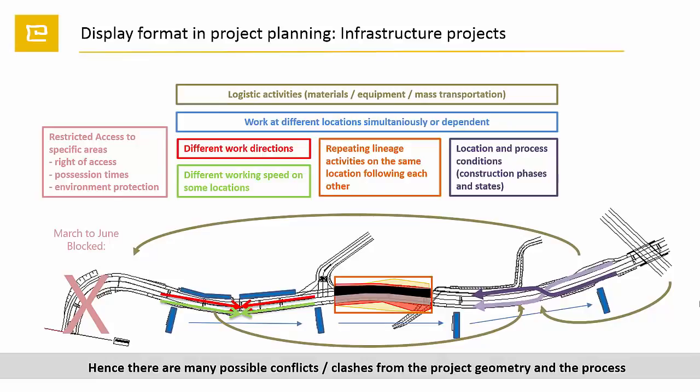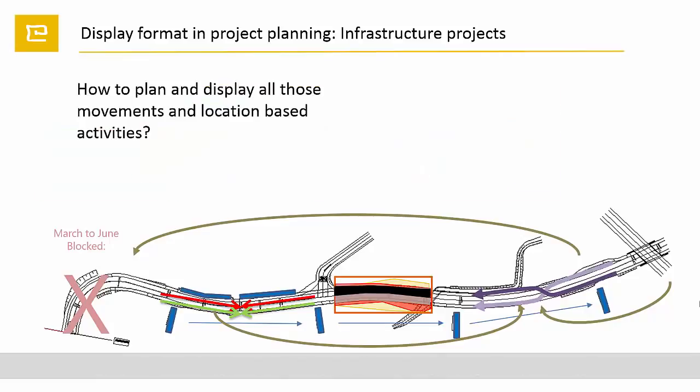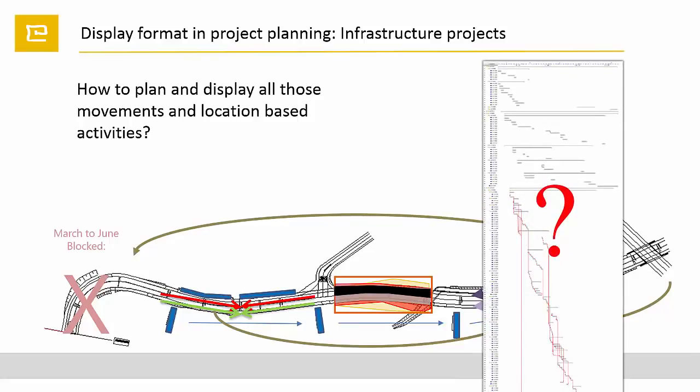So the question is, how to plan and display all those movements and location-based activities in a Gantt diagram? To be honest, even the commonly used possibilities of coding and grouping activities in a Gantt diagram do not give much more understanding of the project schedule.